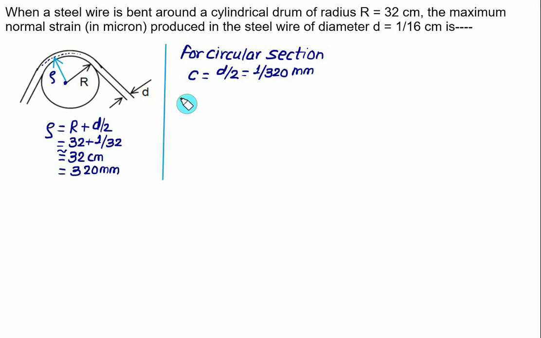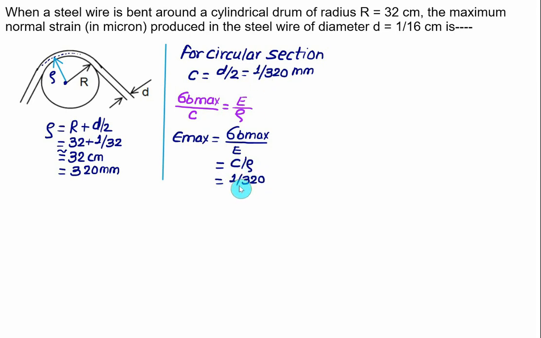We have the same flexure formula this time. We have sigma b maximum divided by C equal to E, the modulus, divided by the radius of curvature rho. Sigma b max divided by E is the same as the maximum strain. So we have maximum strain given as the maximum stress divided by the modulus. Sigma b by E is the same as C by rho. So we have C divided by rho. The value of C is equal to 1 by 320, and the radius of curvature rho is also approximately equal to 320. So approximately you will get the strain here as 975.6 into 10 to the power minus 6 mm per mm. 1 micron is 10 to the power minus 6. So your maximum strain comes out to be 975.6 micron.